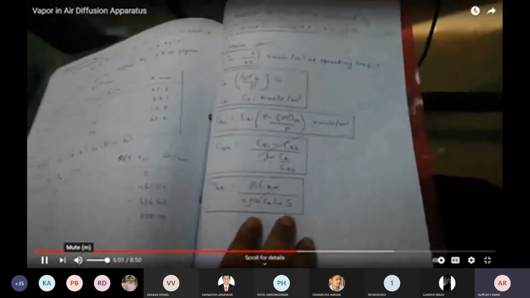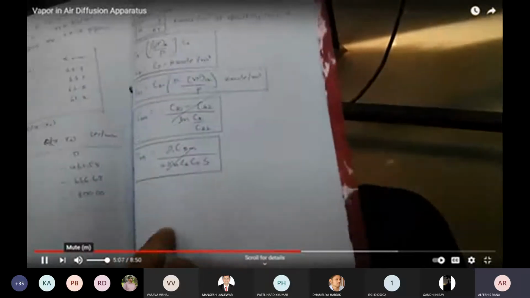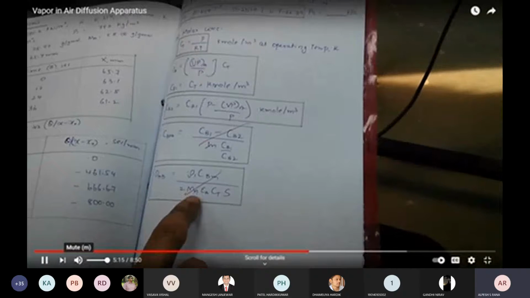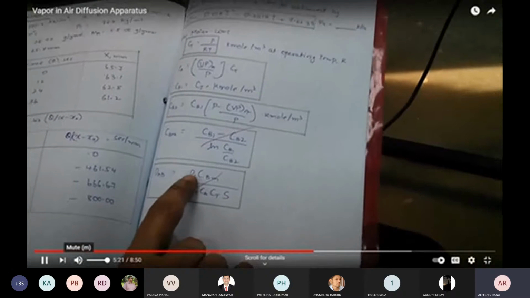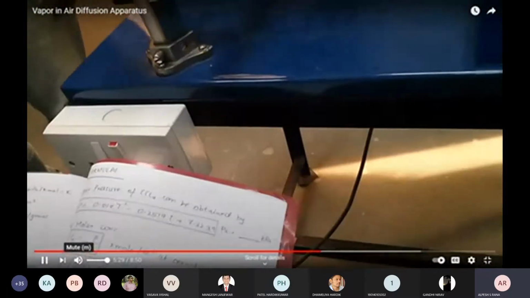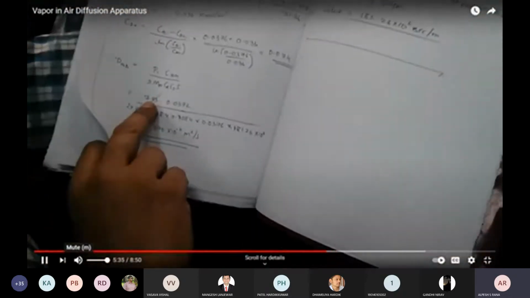Then we are finding out the diffusivity of A into B, that is acetone into air, using this relation, right? So this shows that rho 1 multiplied by CBM divided by 2 into MA into CA into CT into S, right? So rho 1 is the density of the acetone. That value will be given to you, right? It is 793. 793 is the density of acetone, right?